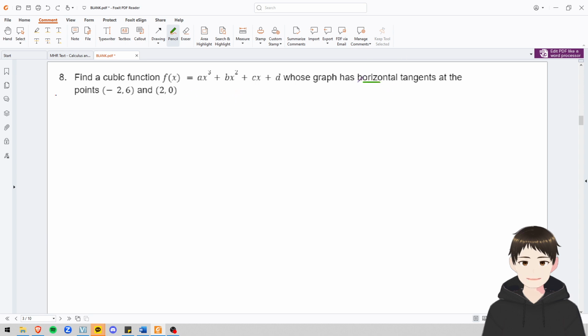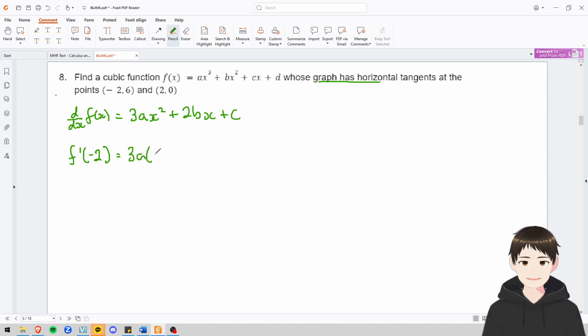First off, because we're dealing with horizontal tangents, in other words, slopes of 0, I first need to calculate the derivative of f of x. Here we go. 3a x squared plus 2b x plus c, and d, of course, turns into a 0 when we derive by constant rule. Next, I know that f prime is going to equal 0 when x equals negative 2. So let's try it.